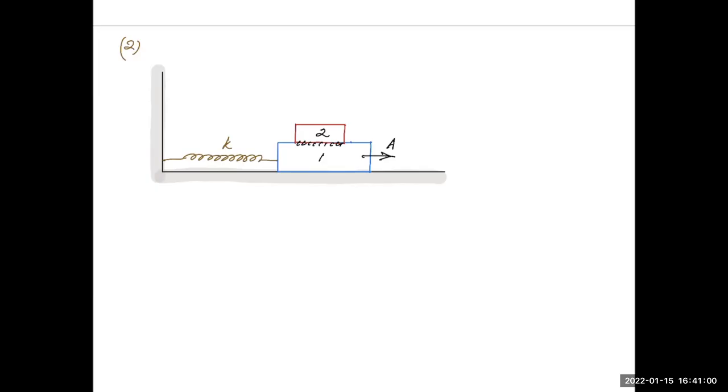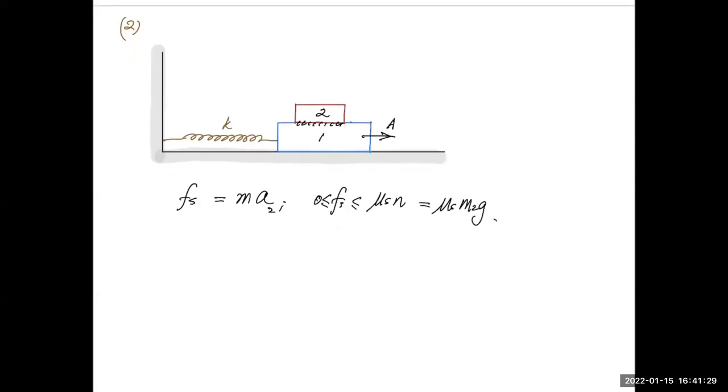Well, the idea is this. Again, for the top block, the only force powering it horizontally is the static friction. So for the top block, I have Fs equals mass times acceleration of 2. Okay, and Fs is anywhere between 0 and maximum value, which is μs times N, which in this case is μs times m2g. And this tells me that the maximum amount of A2 max is equal to μs times g.